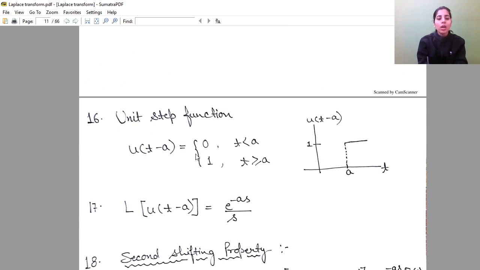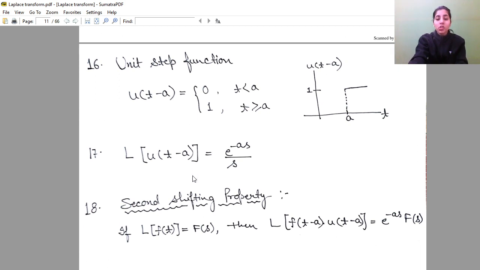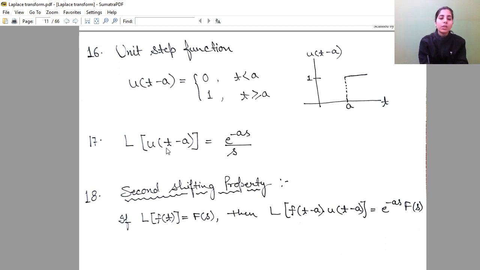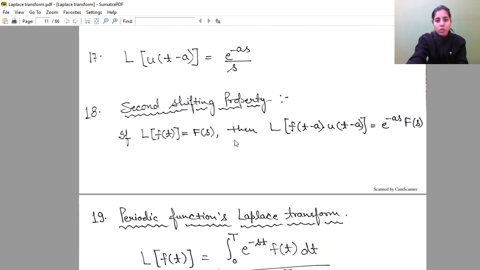Okay, now we know about the unit step function, but what next? If I ask about the Laplace transform of the unit step function, if you want to find the Laplace transform of u(t minus a), that will be equal to e to the power minus as upon s. So this is the formula, clear, for the Laplace transform of the unit step function.